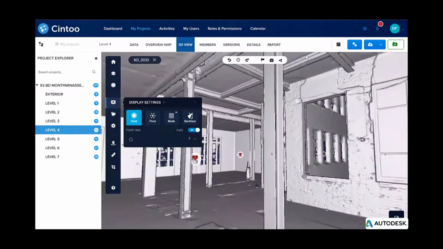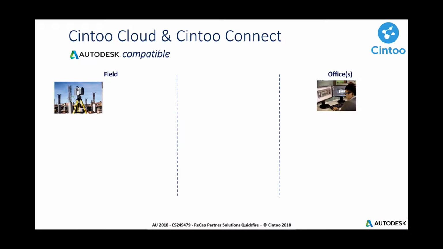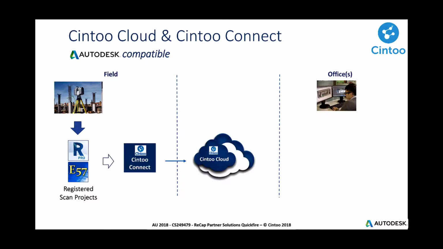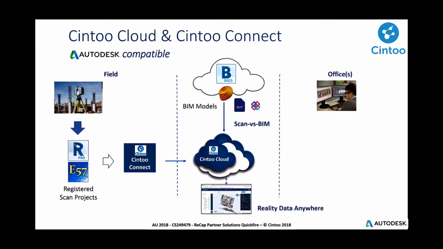So the Cintoo Cloud workflow is the following. We take the laser scan data after registration as a structured RCP, thanks to the Recap SDK, or E57. Cintoo Connect is a Windows app that runs locally on your desktop to transform the point cloud into a surface mesh and to upload it to Cintoo Cloud. The reality capture data then becomes accessible by your team members or your customers at any time, from anywhere, using either Amazon or Azure. We connect Cintoo Cloud to BIM 360 Docs so that we can pull the 3D model and overlay it over the reality data to compare the as-built to the design intent.